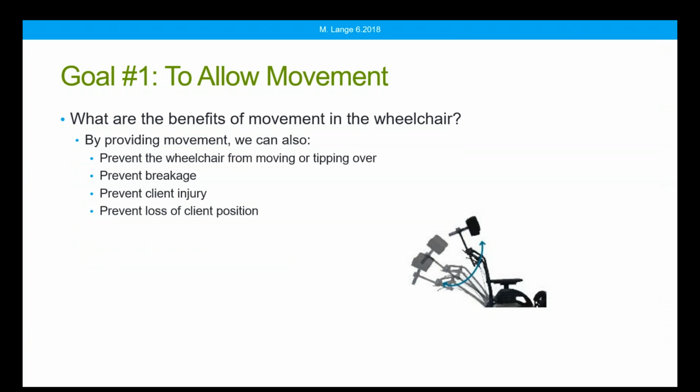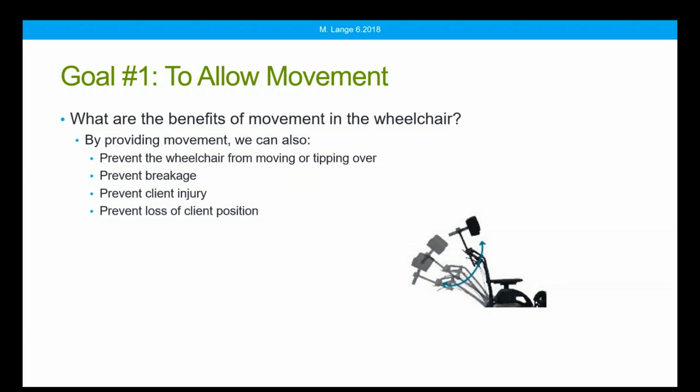Also, by providing movement, we can prevent the wheelchair from moving or tipping over. So we have some clients that we work with who move so much in their static wheelchair that does not accommodate that movement, that the chair might bounce across the room or even tip over. So we're trying to provide a place for that movement so that that does not occur.